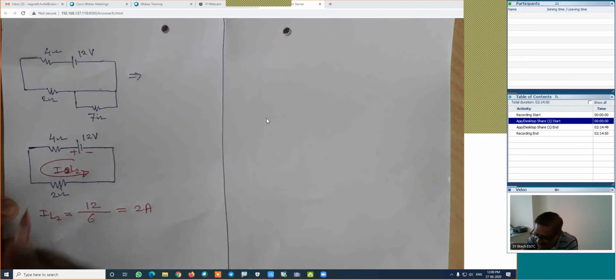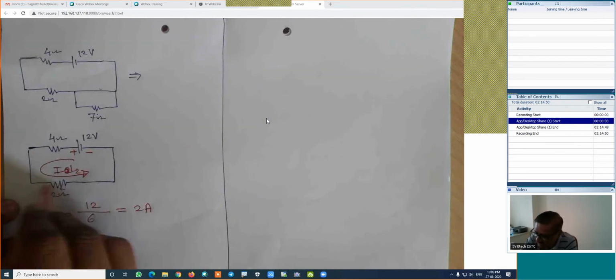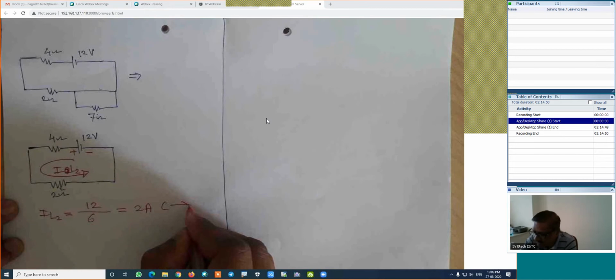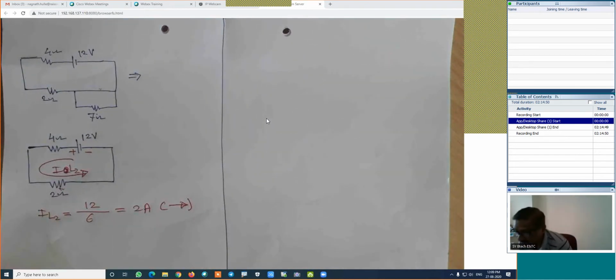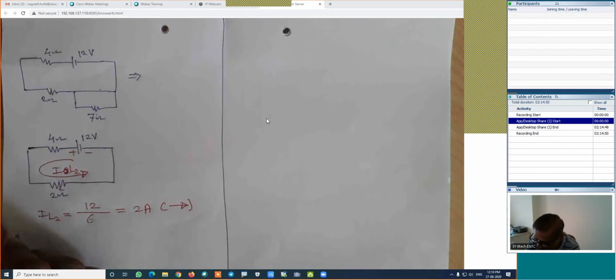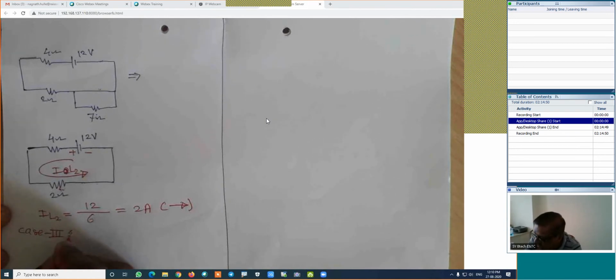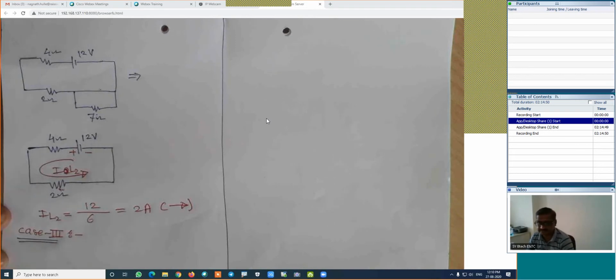And how is the direction in this 2 ohm resistance? Look at it. It is forward. Is it right? These are the calculations about case 2. Now we will consider case 3. Case 2 में किसको डाउट है क्या? If yes, please raise your hand. I will discuss. This is case 3.